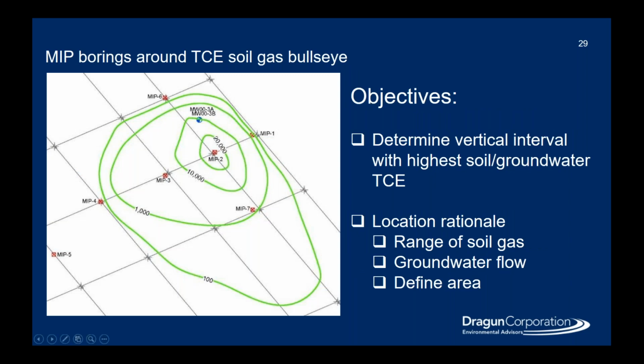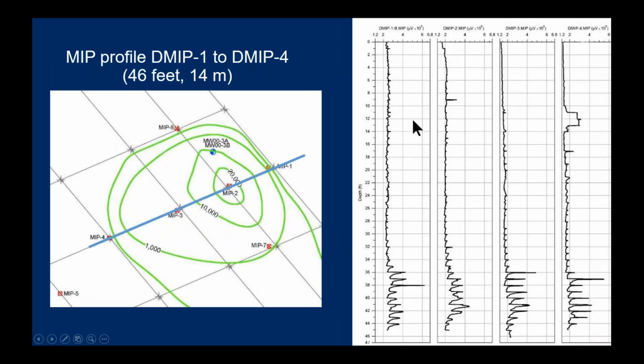These green contours indicate where the passive soil gas told us that the contaminants are. And we can see by the red dots here, we did 7 MIP borings across here to try and delineate. And they gave us a distribution that you can see here.